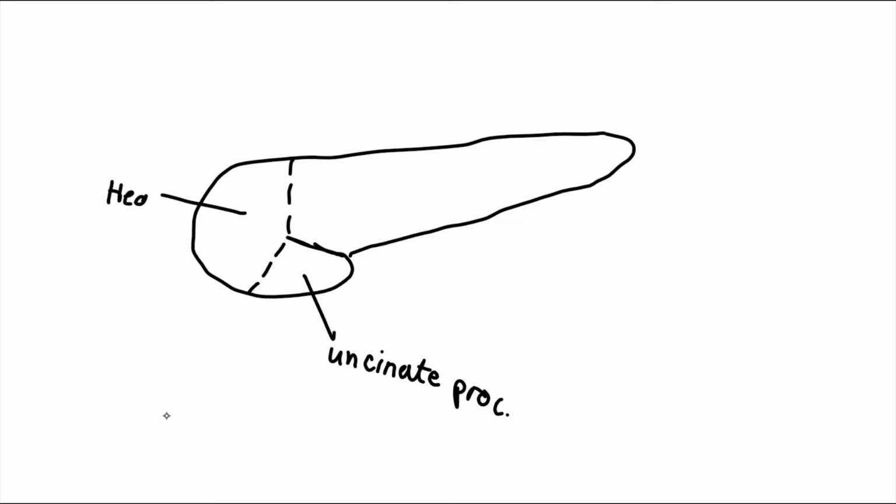So let's have a look at the structure of the pancreas. Here's the pancreas, and this part of the pancreas is known as the uncinate process. We have the head of the pancreas, we have the tail of the pancreas, and also the body.